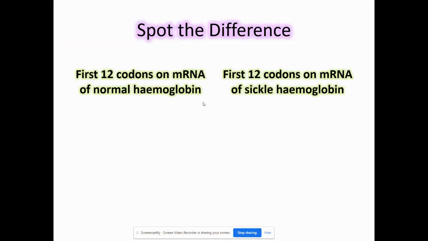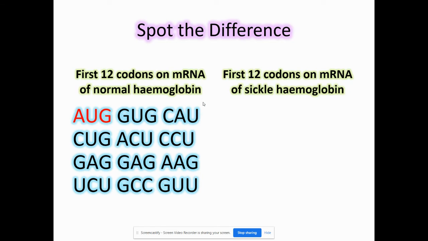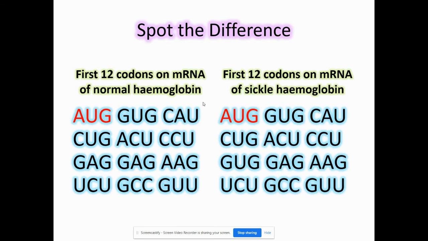Now, I'm about to show you the mRNA sequence for normal hemoglobin and the mRNA sequence for sickle hemoglobin. I'm not going to show you the full sequence. I will show you that later. We're just going to look at the first 12 codons on the mRNA. So here are the first 12 codons of the normal mRNA, and here are the first 12 codons of the sickle mRNA. You can just pause the video here and have a look and see if you can spot the difference.